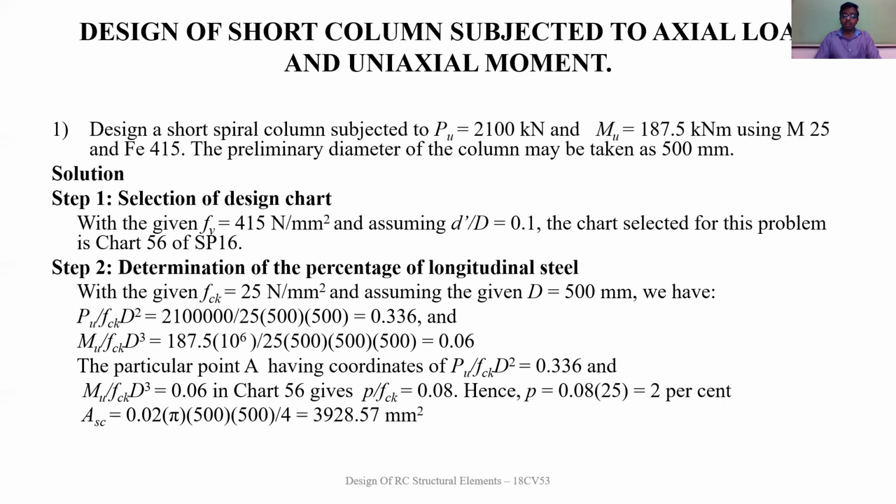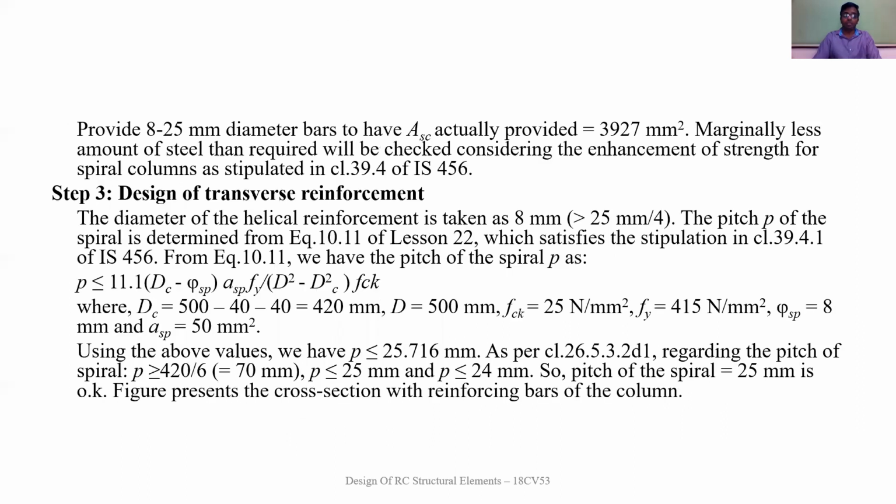Therefore, the area of steel is 3928.57 millimeter square. For the required area, we provide 8 numbers of 25 mm diameter bars, which have an area of 3927 millimeter square, which is marginally less than the steel that is required. And this will be checked considering the enhancement of strength of the spiral column as stipulated in clause 39.4.